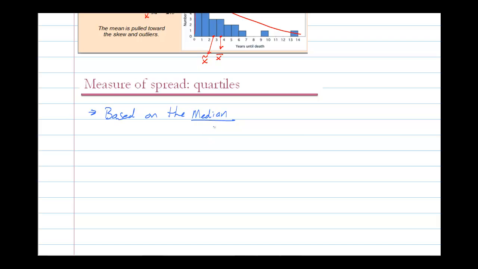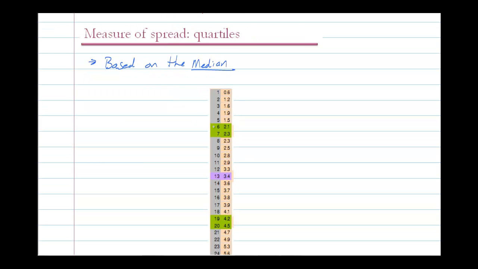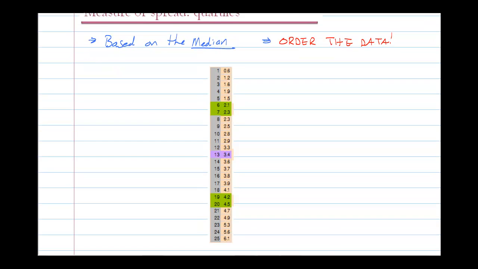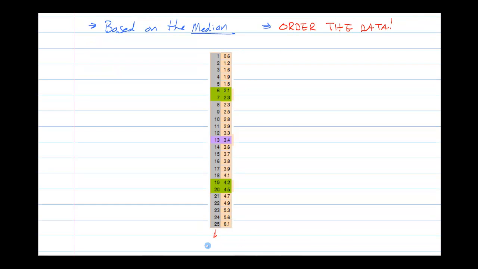Let's go ahead and look at a data set, and then we can see how we go through and calculate quartiles. Because quartiles are based on the median, you must remember to order the data. So before we even get started to find quartiles, order the data. Now this data set should look familiar because we have used it before. What we have here is the ranking of each data point, is it the lowest or is it the highest, and then we actually have the actual data.